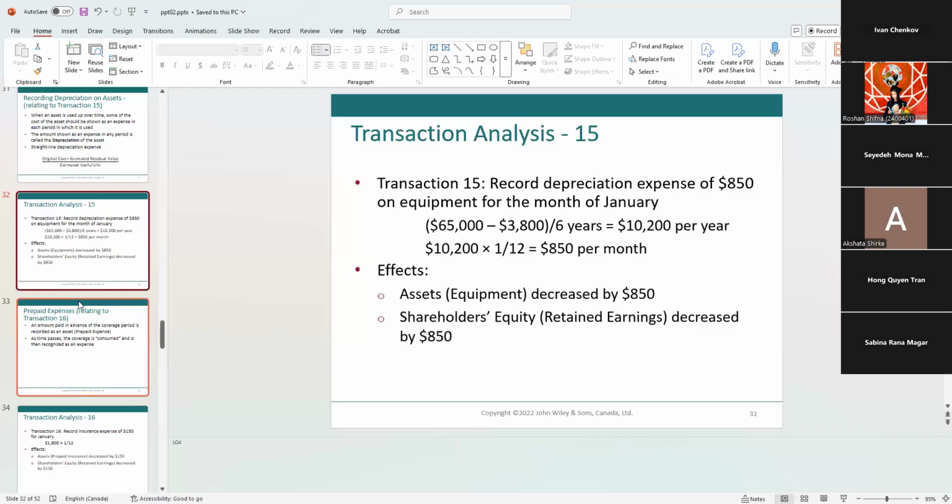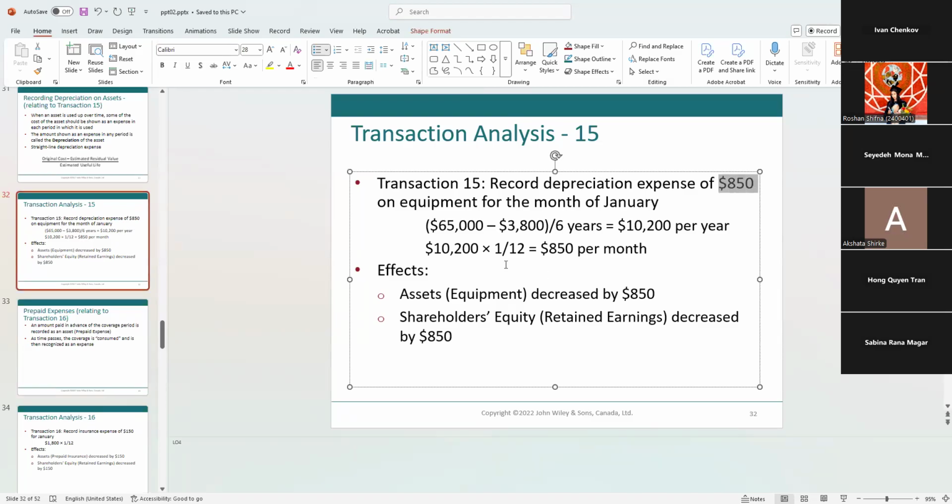Let's do another one here. This is the rationale of transaction number 5, and that's how they come up with 850 for the amortization or depreciation expense here. Again, they know that $3,800 is the amount that you can get at the end of the equipment, and they're working out to get the 250.